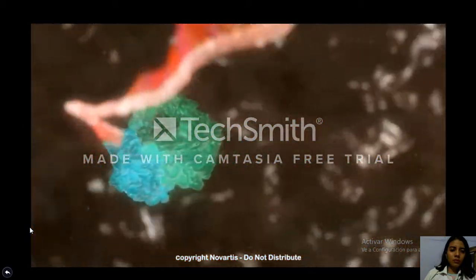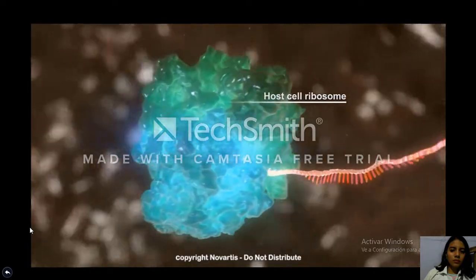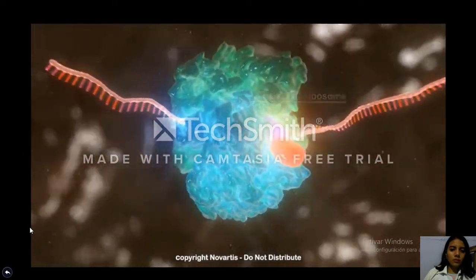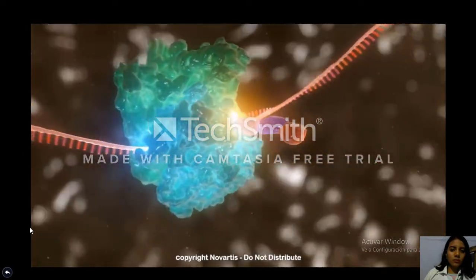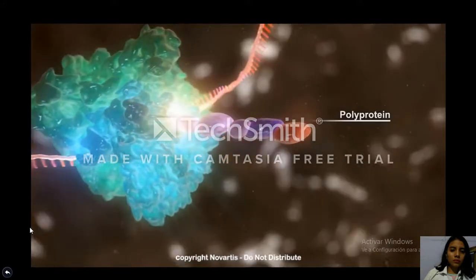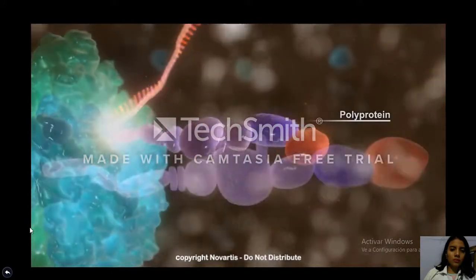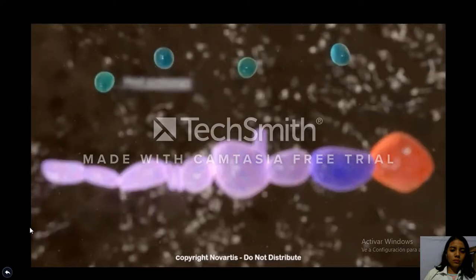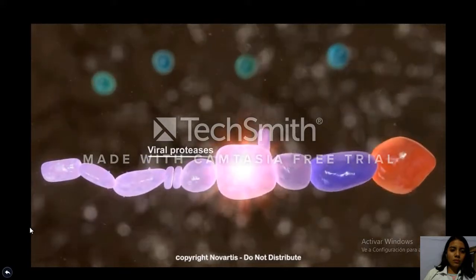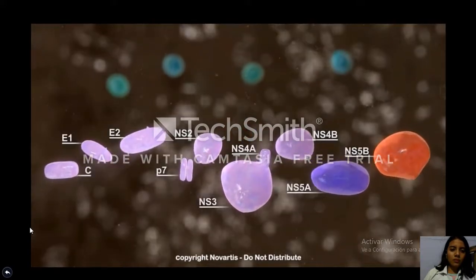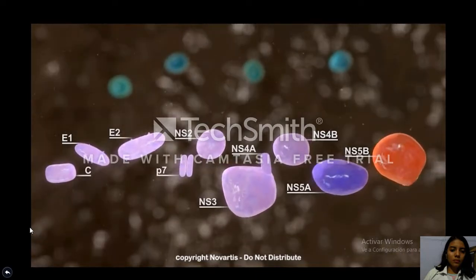HCV utilizes many of the host cell's proteins and molecules in order to replicate. The first step is the translation of the viral RNA genome into a polyprotein. The polyprotein is processed by both host cell and viral proteases into structural and non-structural proteins.